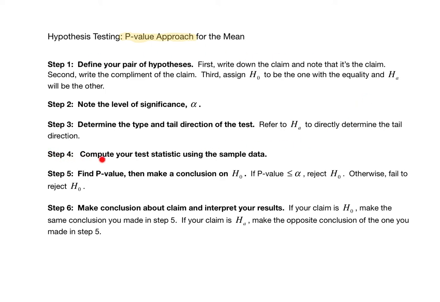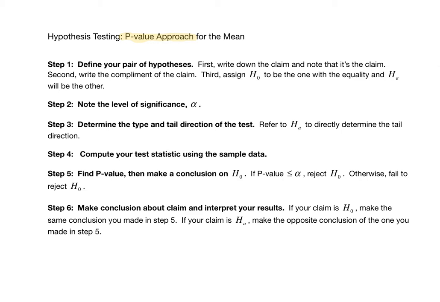Then step 4 is a little different. You're going to compute your test statistic using the sample data. In the critical region approach, we didn't compute our test statistic until step 5. With the p-value approach, step 5 is to find the p-value, then make a conclusion about the null hypothesis. Making a conclusion about the null hypothesis was part of step 5 in the critical region approach. And then step 6 is the same between the two. Make a conclusion about the claim and interpret your results.